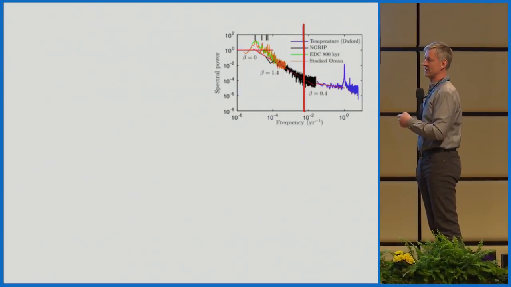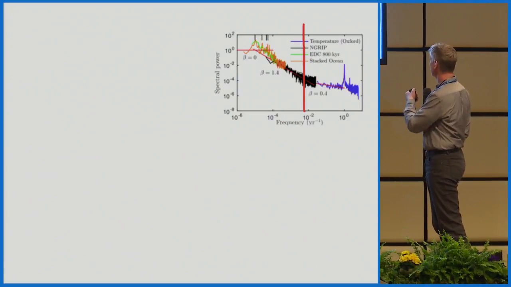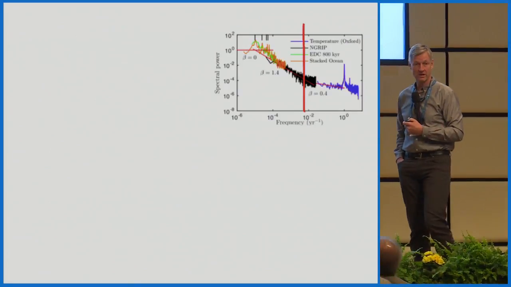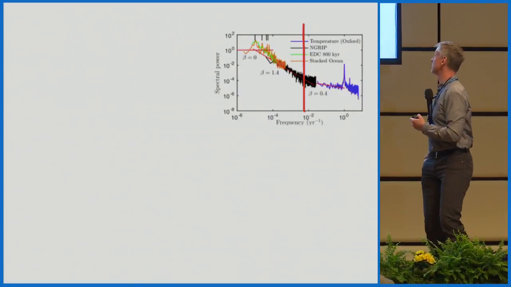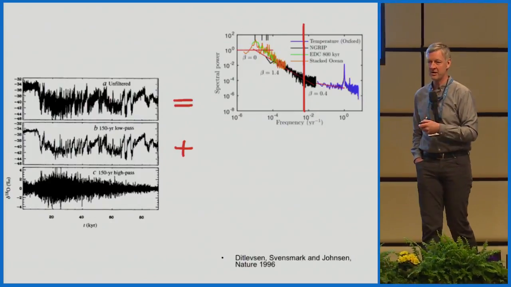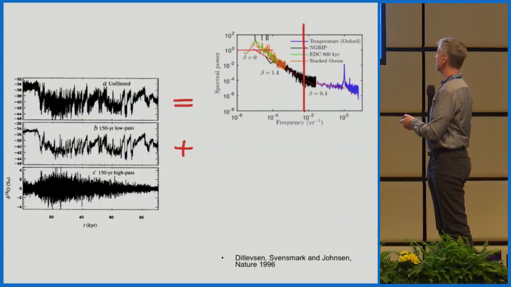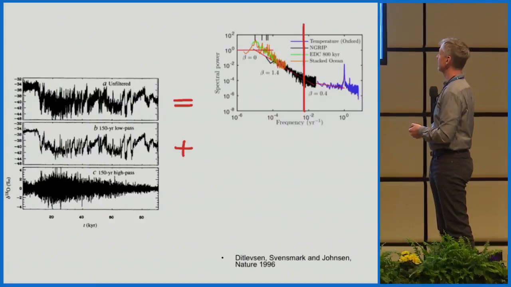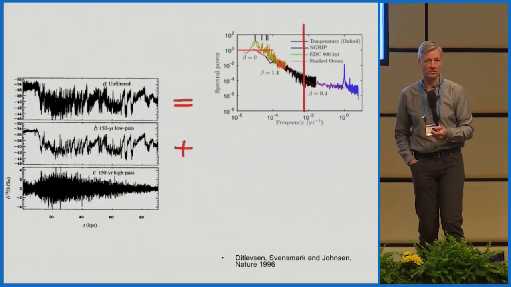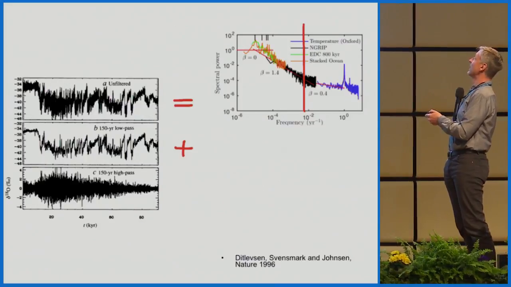And that's, of course, just a linear analysis that we can take the black, which is the ice core, the well-dated NGRIP ice core here. And we can simply make a low pass and a high pass, so that the full record here on top is just this low pass and this high pass added. So this is sort of old stuff that we did back in the 90s.